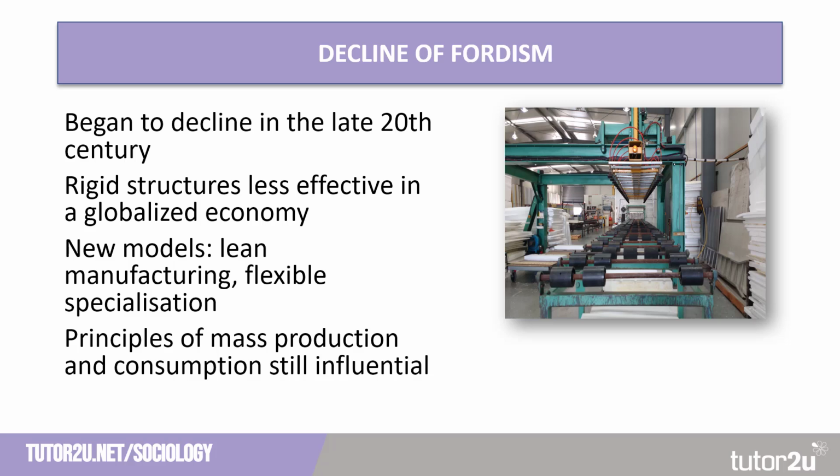While Fordism dominated industrial production for much of the 20th century, it began to decline in the latter part of the century. The rigid structures and standardisation that made Fordism so successful in earlier decades became less effective in an increasingly globalised and competitive economy. Companies needed to be more flexible and responsive to changing consumer demands and technological advancements. In response, new production models emerged, such as lean manufacturing and flexible specialisation. These models emphasised adaptability, continuous improvement, and the involvement of workers in decision-making processes.